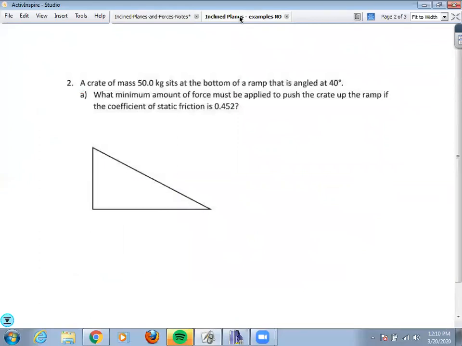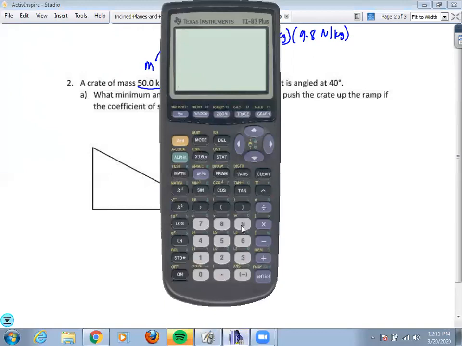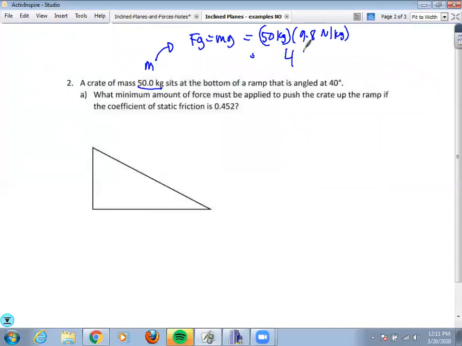I will go through a solved example for 2A. All right, so a crate of mass 50 kilograms, M, we don't know Fn. Okay, so if you want to save some time, what you can do then is go Fg equals mg and figure that out right away. So 50 kg times 9.8 newtons per kilogram. You can get your weight pretty quick. So 9.8 times 50, and it's 490 newtons. Okay, good. That might save us some time.